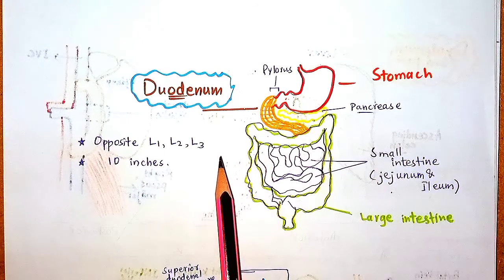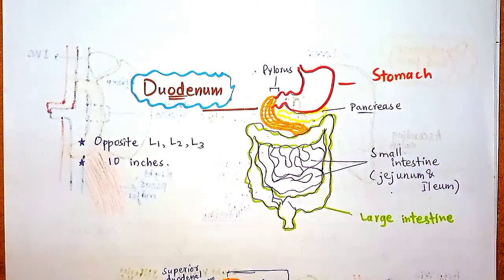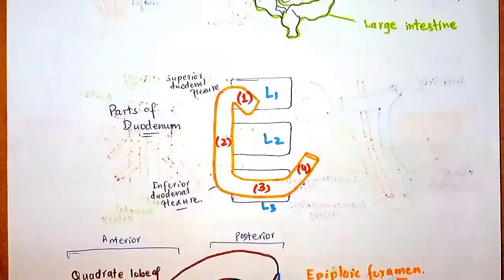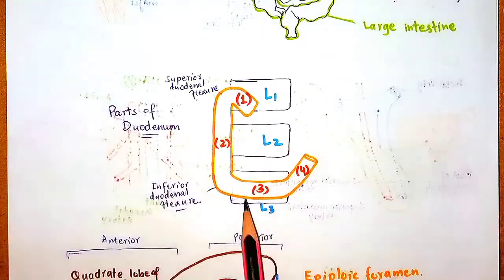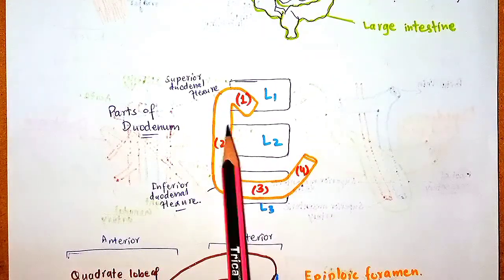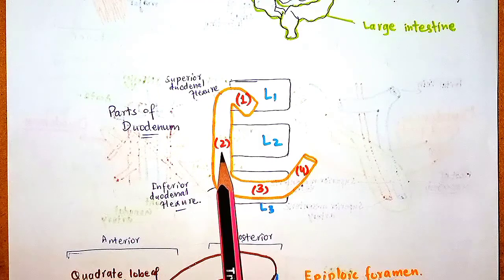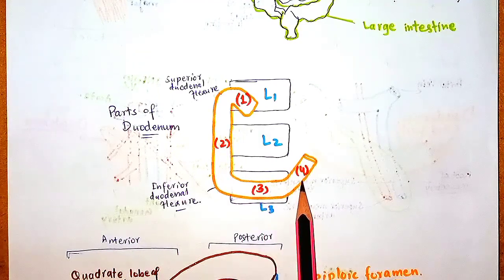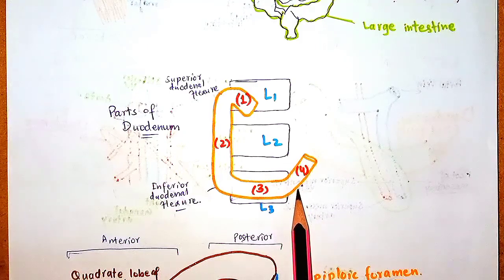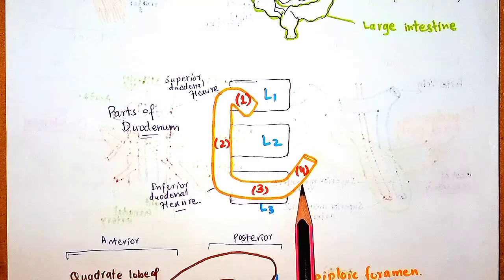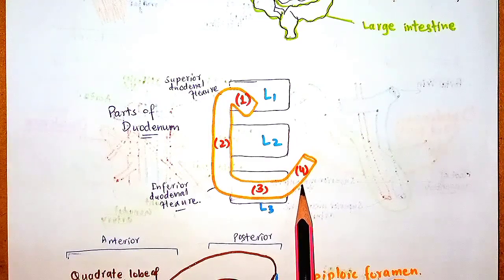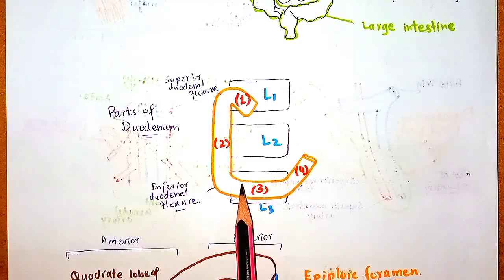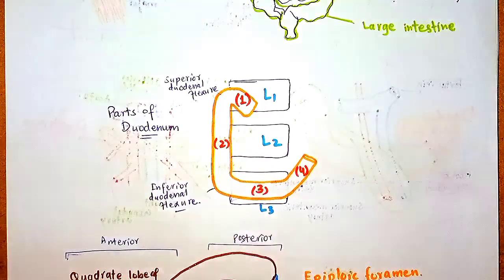Now discussing the parts of the duodenum. For descriptive purposes, the duodenum is divided into the following four parts. The first is the superior part, second is the descending part, third is the horizontal part, and the last one, the fourth part, may be called the ascending part of the duodenum. Duodenum is mostly retroperitoneal and fixed. It is covered on its anterior and posterior surfaces with the peritoneum.